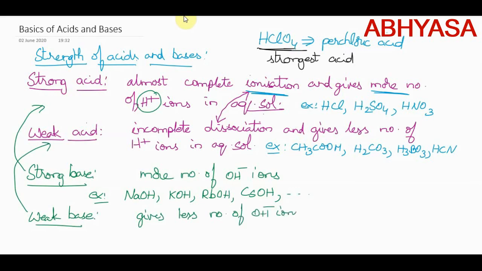So the substance which gives more number of H plus ions in aqueous solution is called a strong acid. The one which gives more number of OH minus ions in aqueous solution is called a strong base.